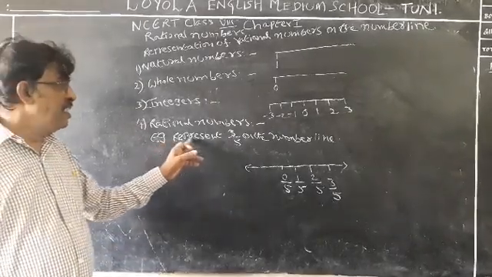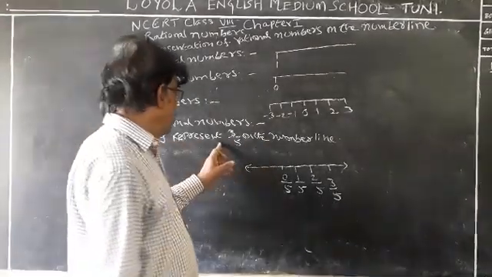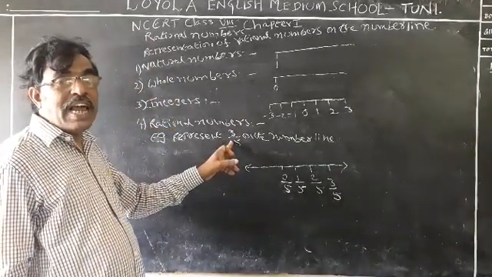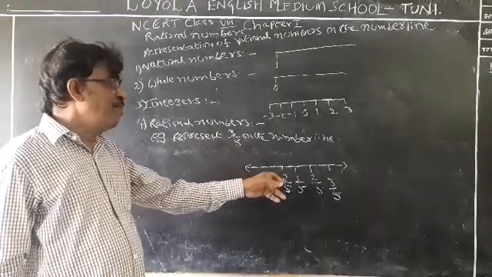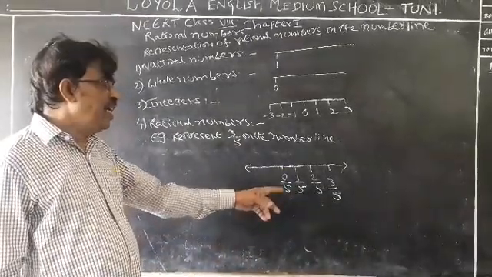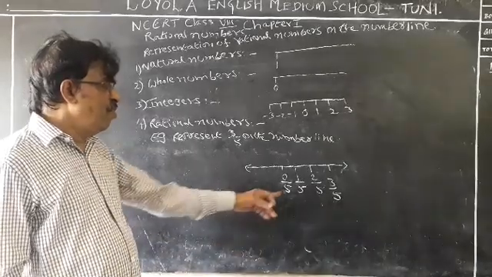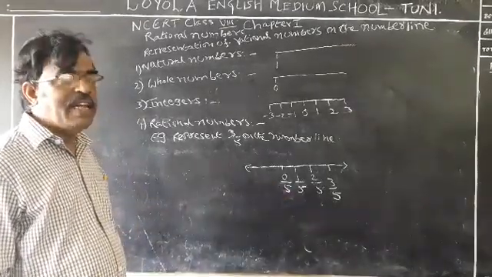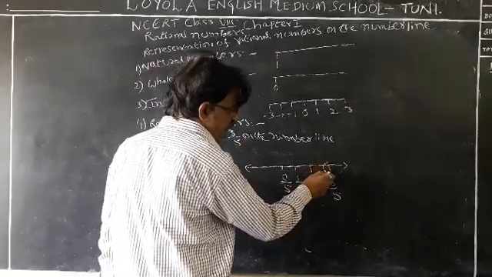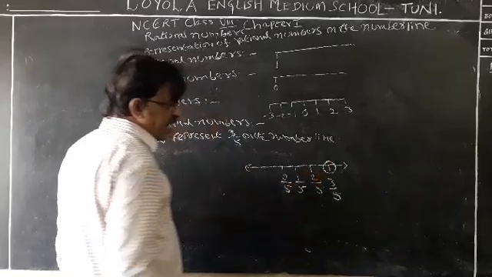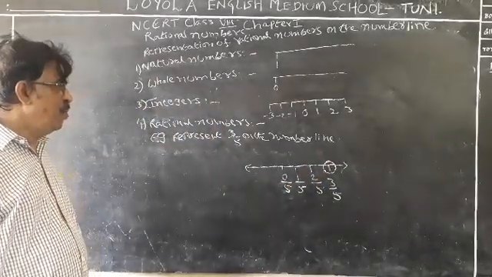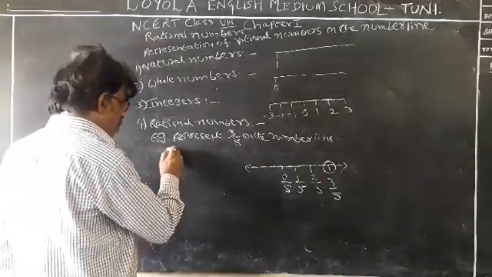How do we represent rational numbers on the number line? Here we have taken a positive rational number. Hence a positive rational number lies on the right side of 0. So we write 0 by 5, 1 by 5, 2 by 5 and 3 by 5. Only 3 by 5 we have to represent on the number line, so encircle 3 by 5. For example, minus 2 by 5.